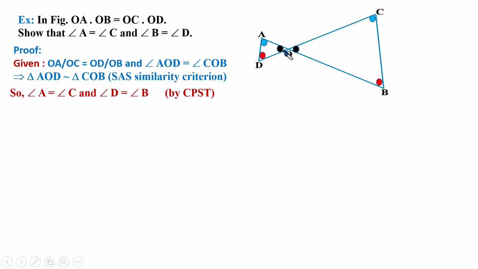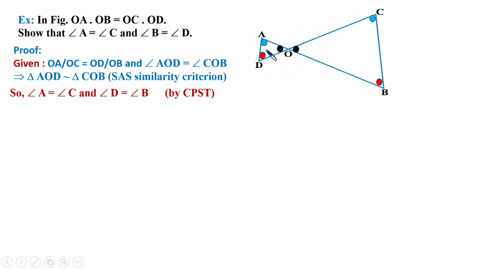Given is that these lines are intersecting here, so this angle is also given. Angle AOD is equal to angle COB. This angle is obvious, even if it is not given, we know it has to be true. So this implies AO by OC, this ratio, and OD by OB are the same, and this one angle. So two side ratios are the same. From the side-angle-side similarity criteria, I can say that these two triangles are similar.